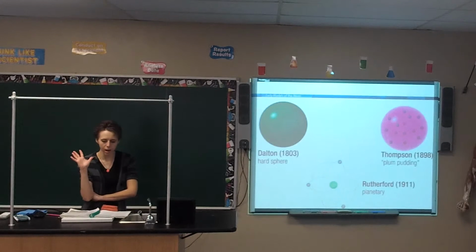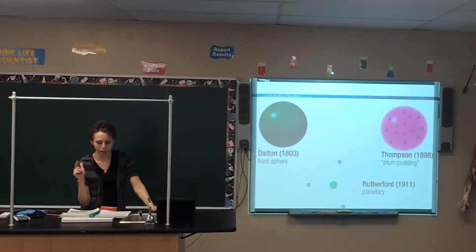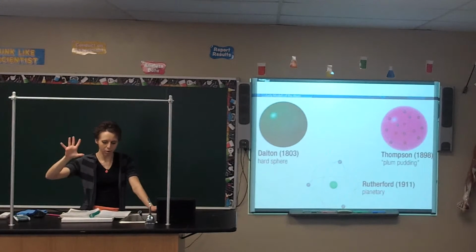The 5 parts are: every element consists of tiny particles called atoms. All atoms of a particular element have the same properties. Different elements have different properties because their atoms are different. Number 4, atoms of different elements can combine in specific ways to form compounds. And then last, number 5, chemical processes are the results of a rearrangement, combination, or separation of atoms.